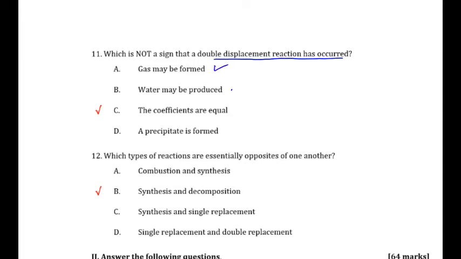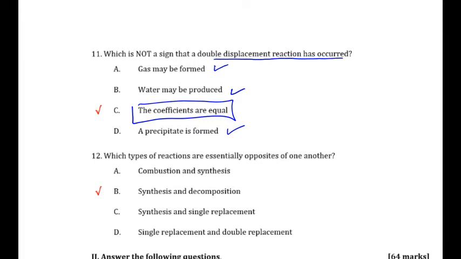All of those are signs of chemical reactions, not only double displacement. But we haven't seen before that the coefficients are equal, because in most equations, coefficients are not equal. You may write 2 on the left side and write 1 or 4 on the right side of the equation. But all chemical reactions are signed by an evolution of a gas or water or a precipitate being formed.